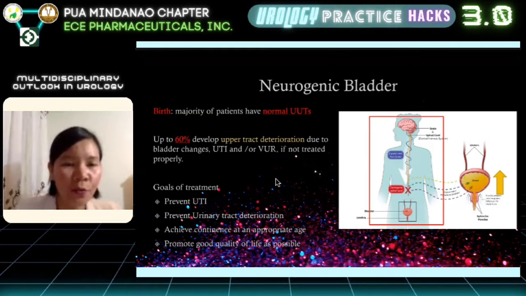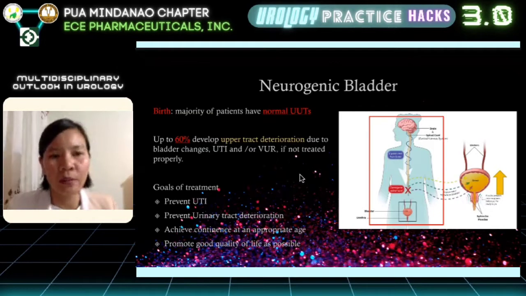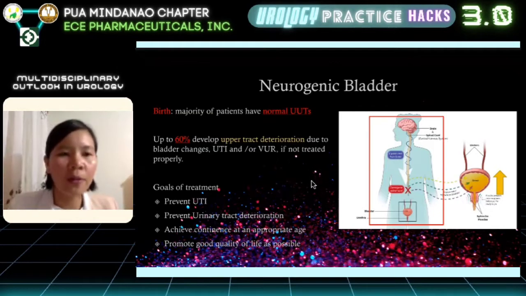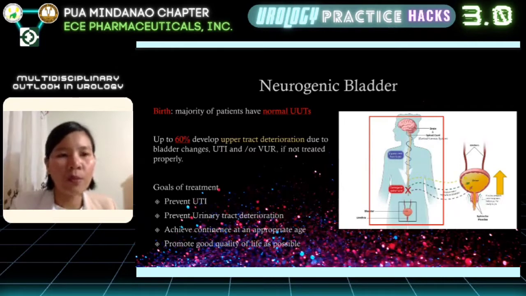The goals of treatment for patients with neurogenic bladder are, of course, to prevent urinary tract infection and prevent upper urinary tract deterioration. We want to achieve continence at an appropriate age. And we want to promote as good a quality of life as possible.